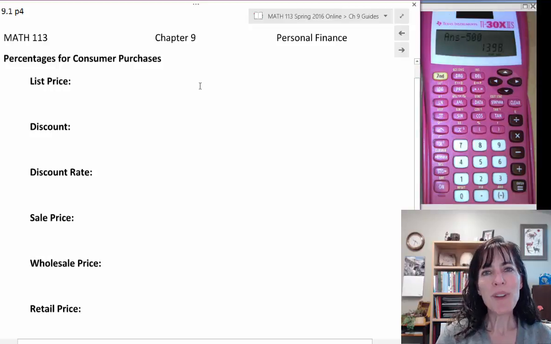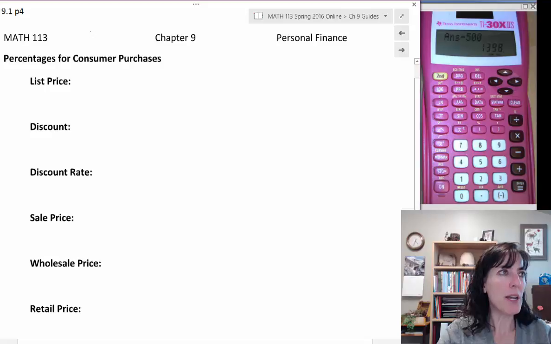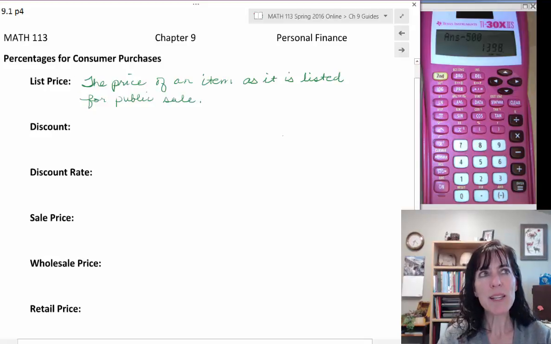So we need some terminology because we're going to do a lot of talking about prices and discount rates and so forth, and I want to make sure that you understand the difference between each of these concepts. So the first thing is the list price. List price is the price of an item as it is listed for public sale. So that's what you go to the store and you see on the item itself.